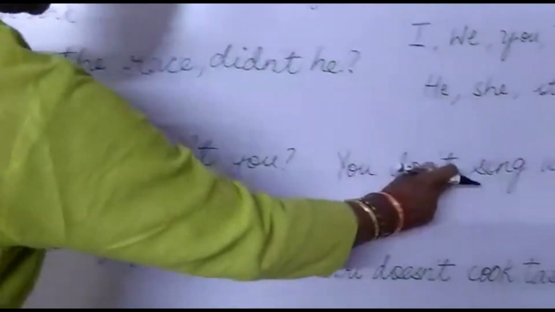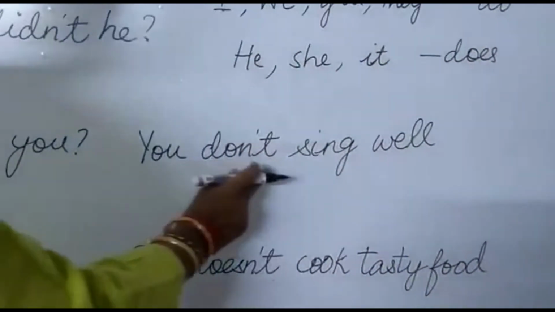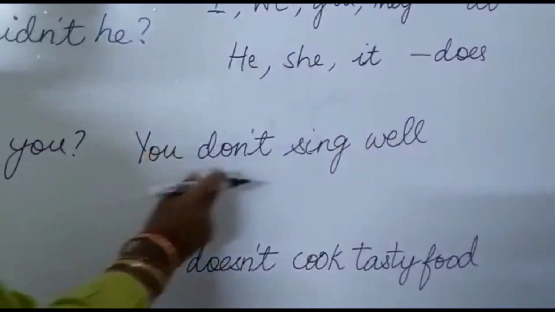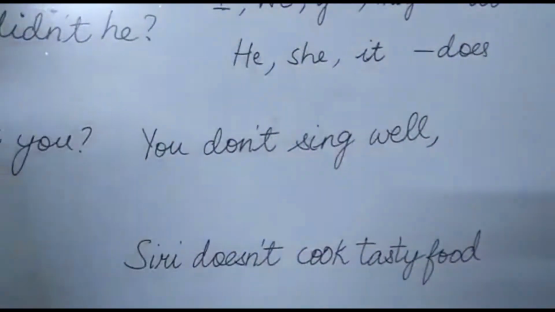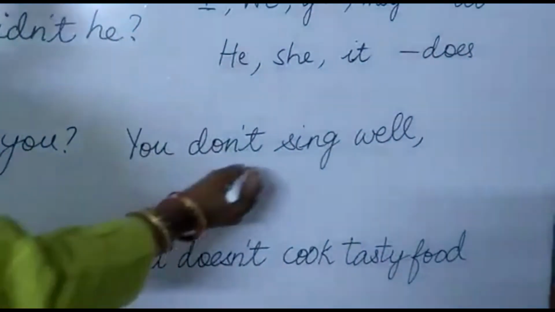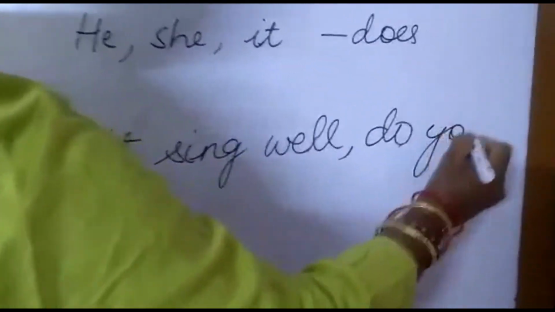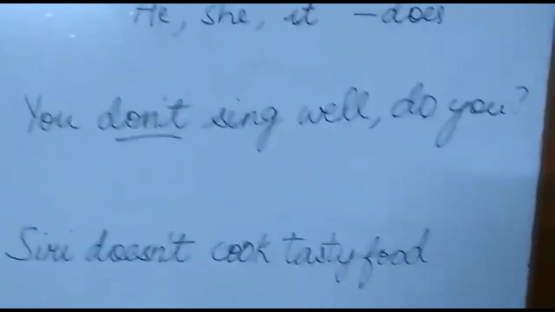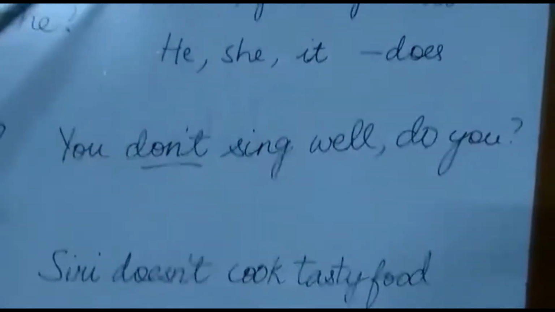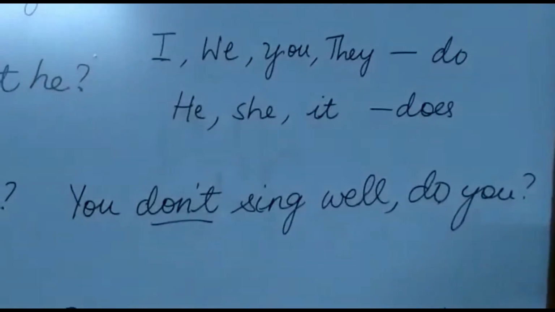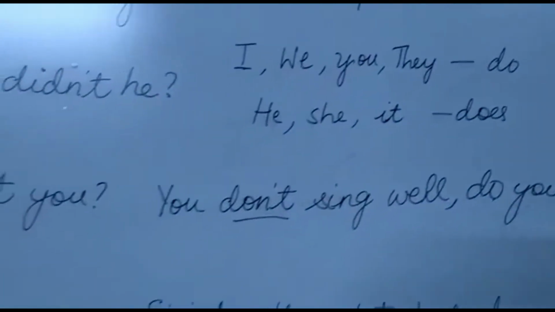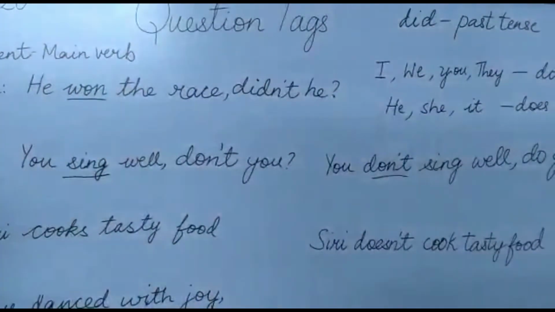Next, take the negative statement: you don't sing well. When I say you don't sing well, it is a negative statement. Again, place the comma. Then, as it is negative, we need to write the positive: do you? Yes children, you understood? I told one example with did and one example with simple present do, where we are using the second person singular or plural.